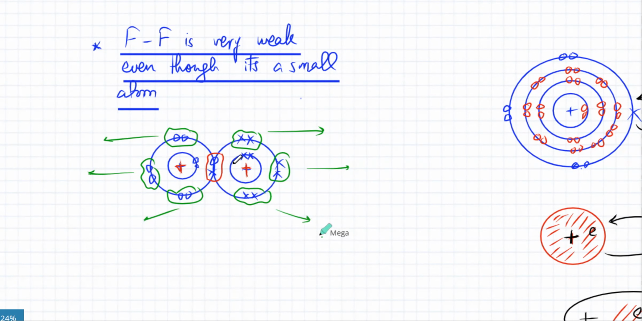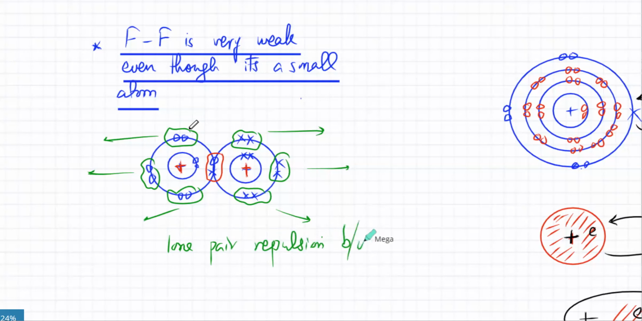Even though the nuclei of the two atoms and the shared electrons would be very strongly attracted, because fluorine has so many lone pairs, it's got 3 lone pairs over here and 3 lone pairs over here. The electrons of this atom and the electrons of this atom start repelling each other very, very strongly, which kind of weakens the bond. So the lone pair repulsion between fluorine atoms weakens the bond.